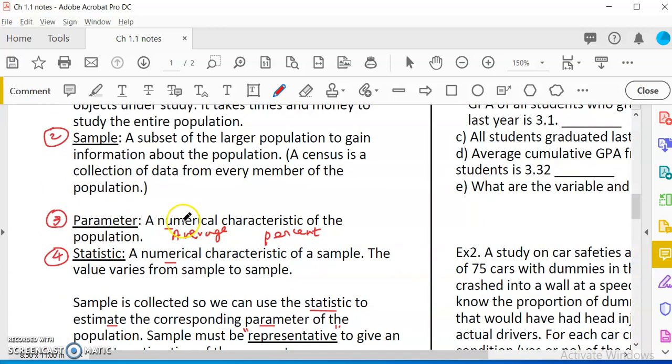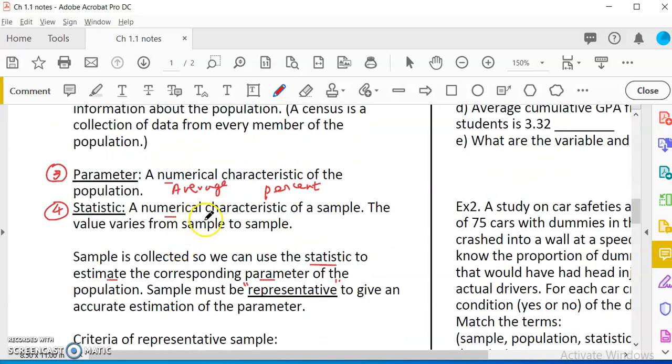After you have data, a lot of time we'll calculate some numerical characteristics. That numerical number, like the average or percent of something, is called a parameter. And if you are using a sample to calculate an average or percent, it could be median, maximum, or range, so long as it's a numerical characteristic of the data that you have, but if the data is a sample, it's a statistic.